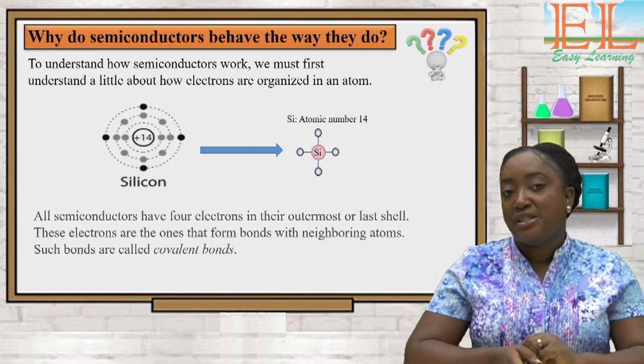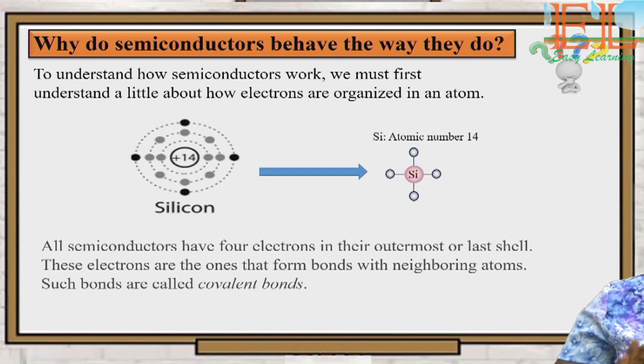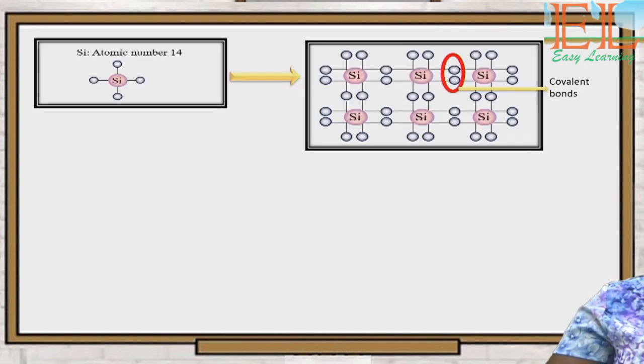So we see in the picture a silicon atom with the 4 outer electrons. Silicon is an example of a semiconductor, and so is germanium. Now, inside the silicon atom, the outer electrons are shared between neighboring silicon atoms. This sharing creates a silicon crystal. We see the covalent bonds shown in the crystal on your screen.